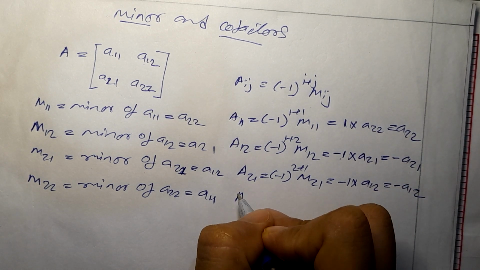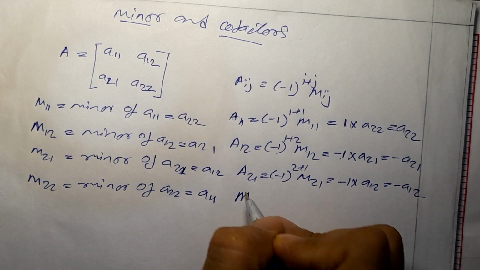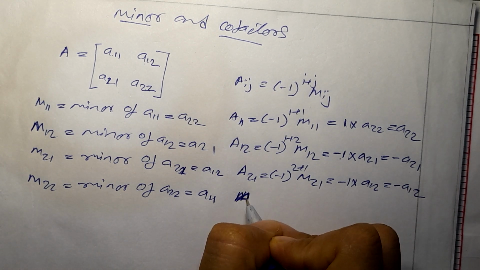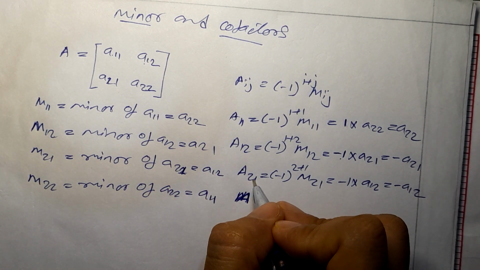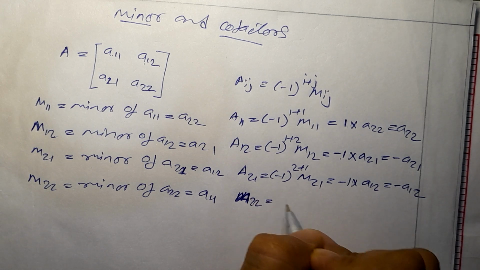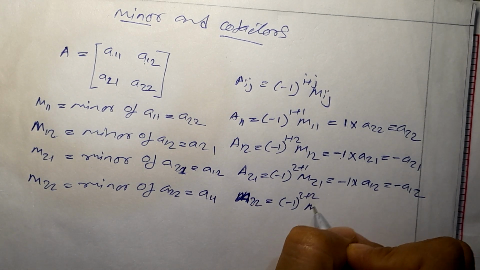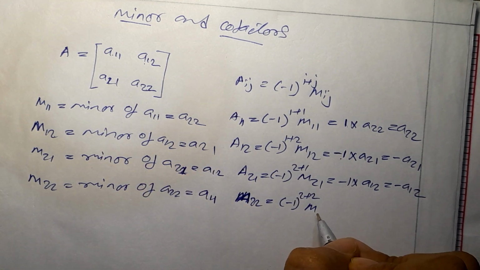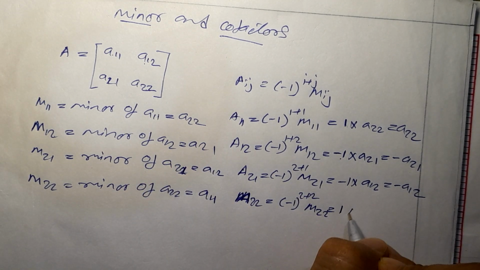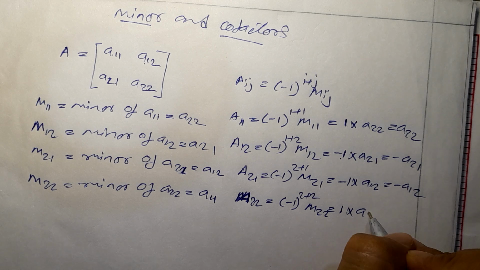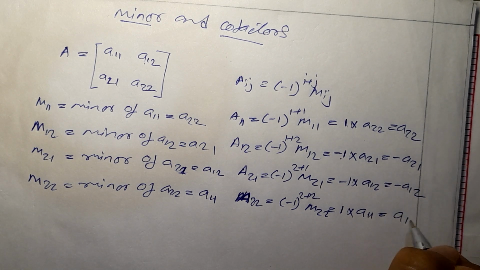Then this is capital A22, that is minus 1 power 2 plus 2, it will give the positive. M22, that is 1 into M22, which is A11. So A11.